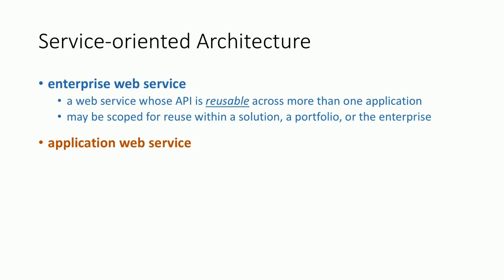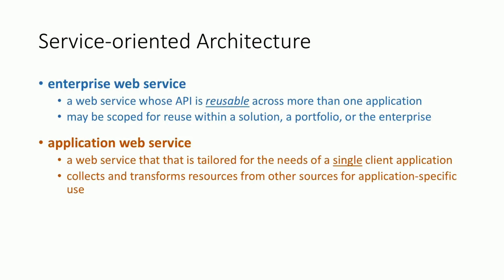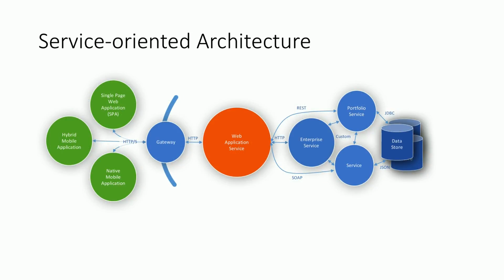And for that purpose, we've defined what's called an application web service. This is designed to have a front end. It is a web service that is tailored for the needs of a single client application. It collects and transforms resources from other sources for application-specific use. So the application web service does have a front end on it.